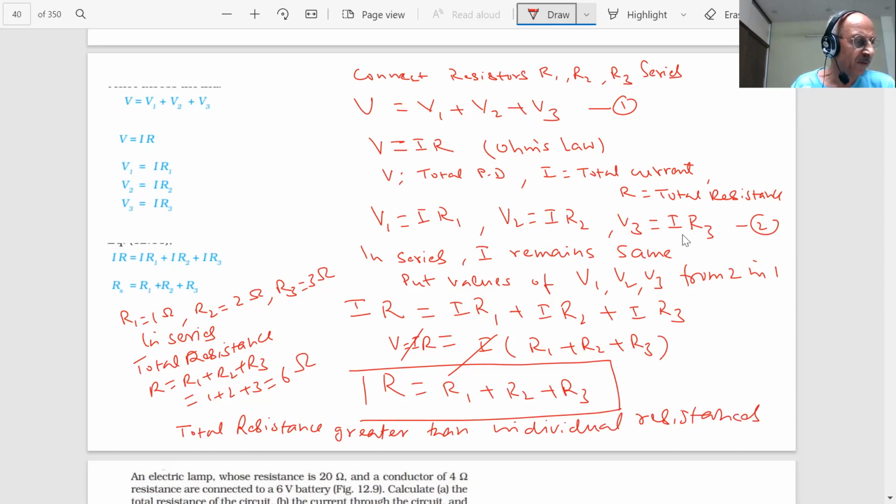The formula is derived. Important question, students. Formula derived. Note it down, students.